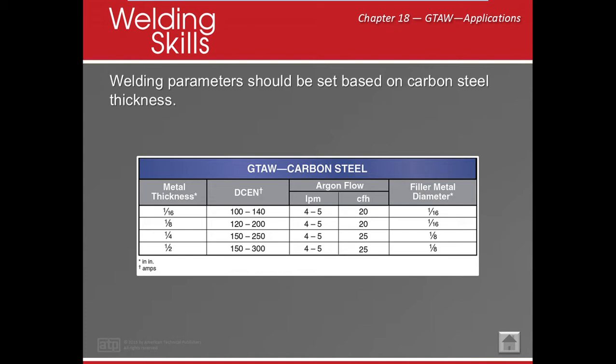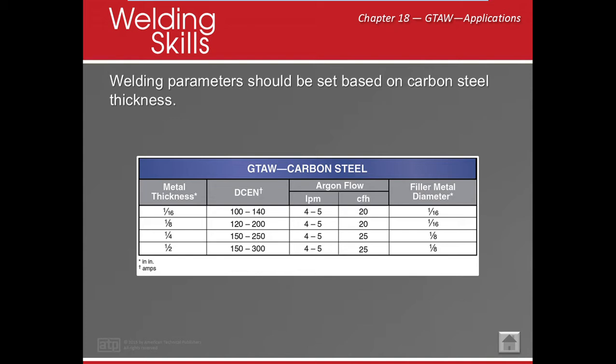So we need to remember rule number 3. Rule number 3 says what? It says 90% of what we do is dictated by thickness of material. So let's look. So if I have a 16th material thickness, I'm going to use a 16th diameter rod, and I'm going to use between 100 and 140 amps with 20 CFH thereabouts. Okay, so this chart shows us approximately amperages for thickness of material and filler metals.